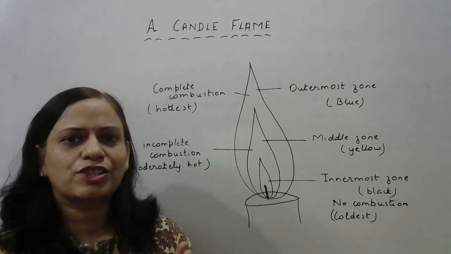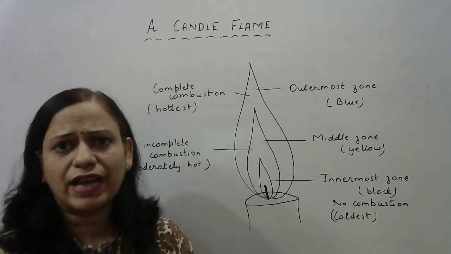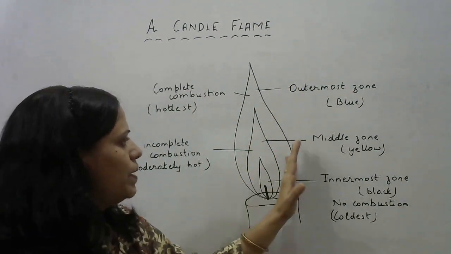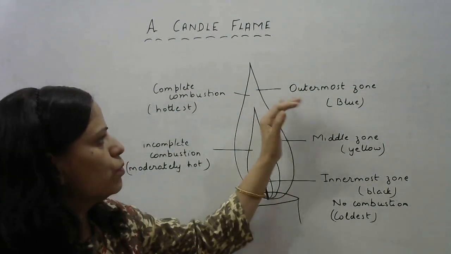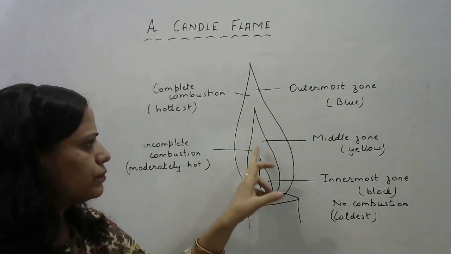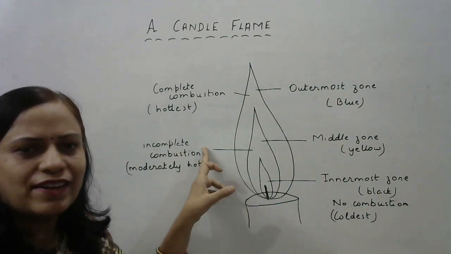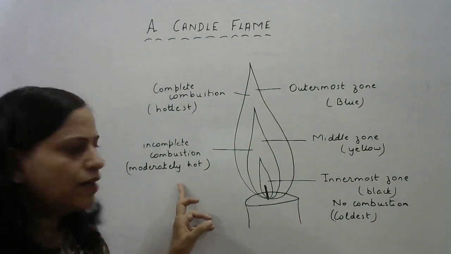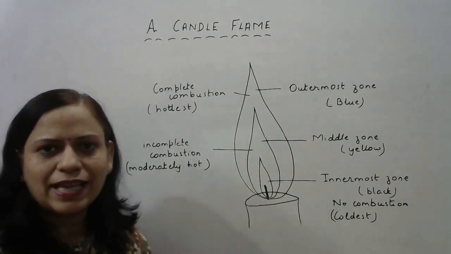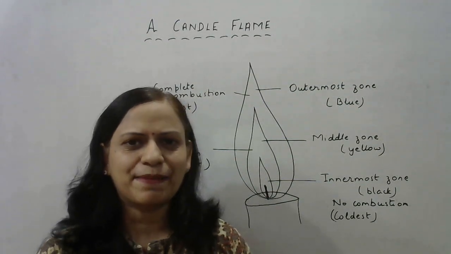So these are the things to be remembered when you are studying the different zones of a candle flame. Three parts of the flame: outermost, middle and innermost. Outermost: blue in color, complete combustion, and the hottest part of the flame. Middle zone: yellow in color, incomplete combustion is occurring here, and it's moderately hot. Innermost zone: black in color, no combustion taking place here, and hence it is the coldest part of the flame. So it's as simple as that.